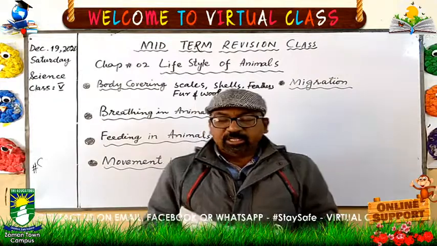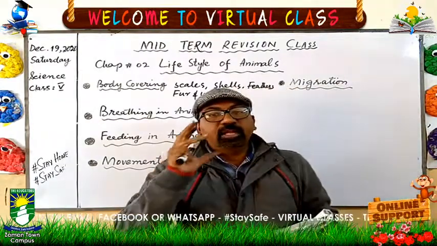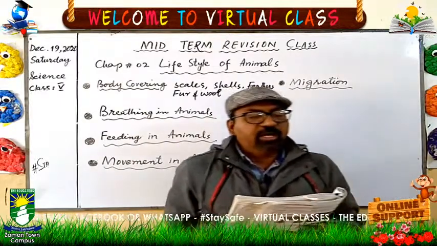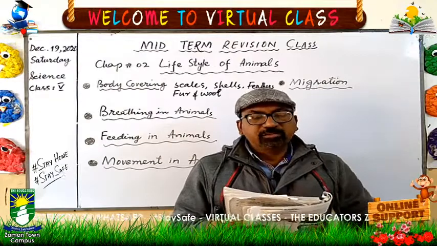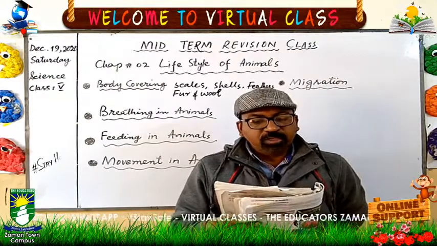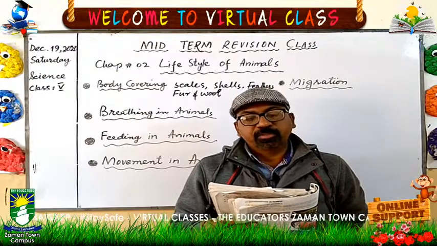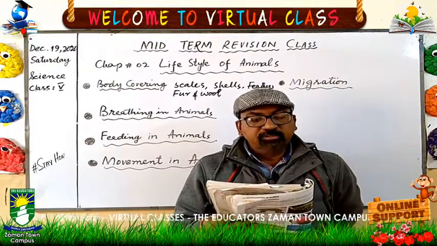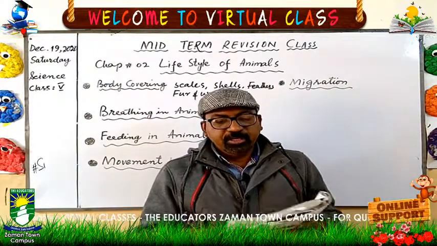Next is gills. Like lungs, gills are present in the body of the fish. Fish breathe through gills. The water which goes into their mouth is not swallowed. It passes out again through the pair of gill slits.